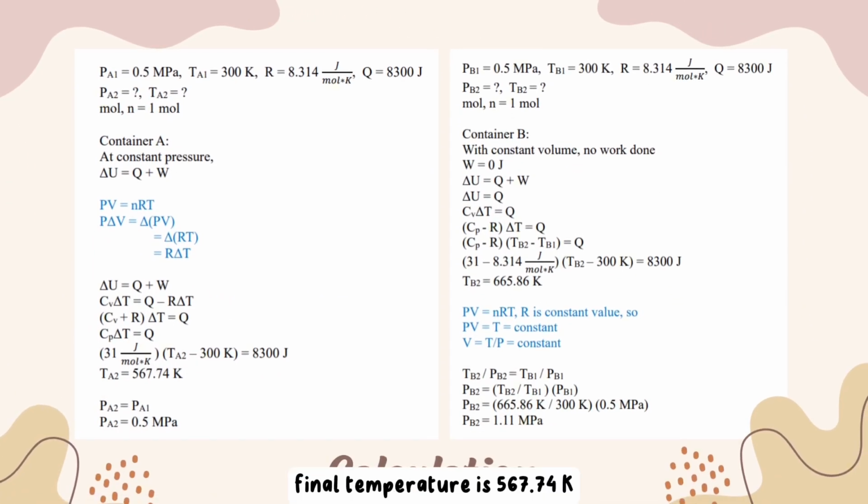For container A, the final temperature is 567.74 Kelvin. Since container A is at constant pressure, the final pressure is equal to the initial pressure, which is 0.5 megapascal. For container B, the final temperature is 665.86 Kelvin. To calculate the final pressure, we can use the ideal gas formula, PV equals nRT. By rearranging the equation, for constant volume, P is proportional to T, so P over T is constant. Then we can get the final pressure for container B as 1.11 megapascal.